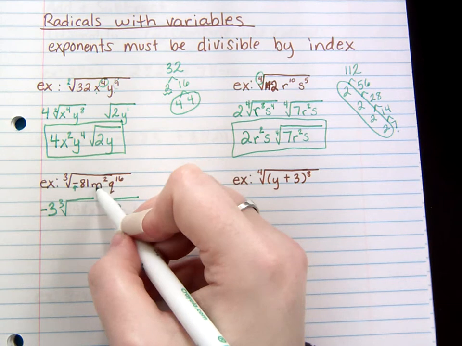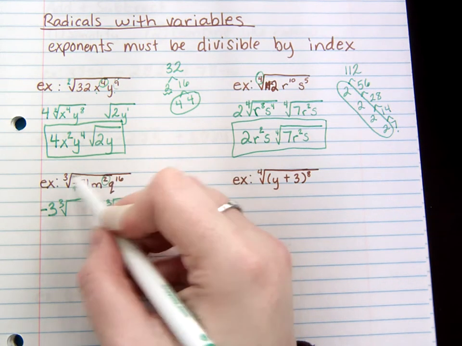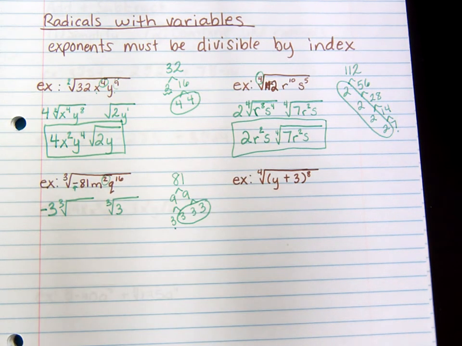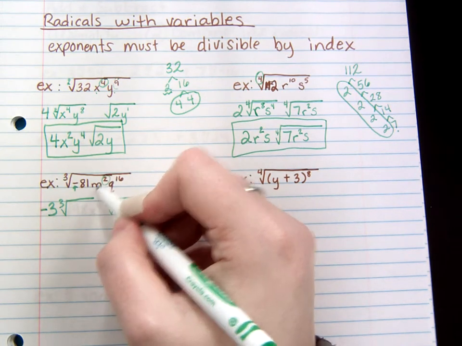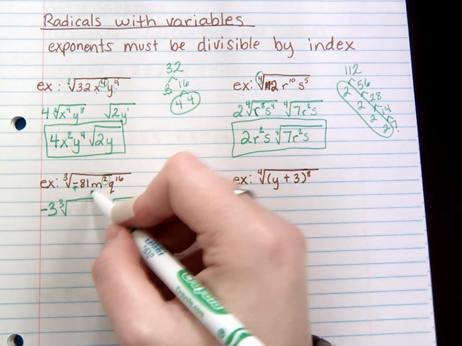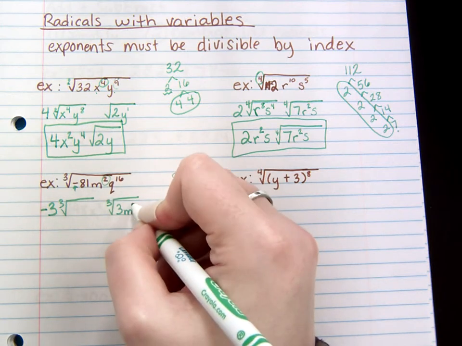Now, m squared, 2 is not divisible by 3. And there's no number lower than 2 that is. So I'm not going to be able to take the cube root of any part of this. So I'm going to put all of it under my second radical.